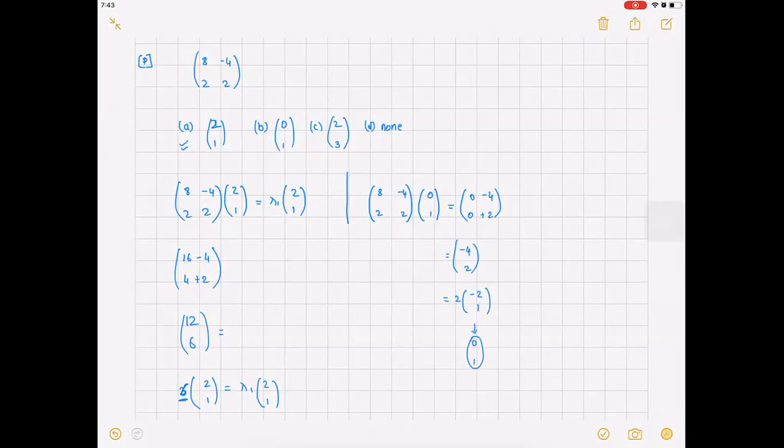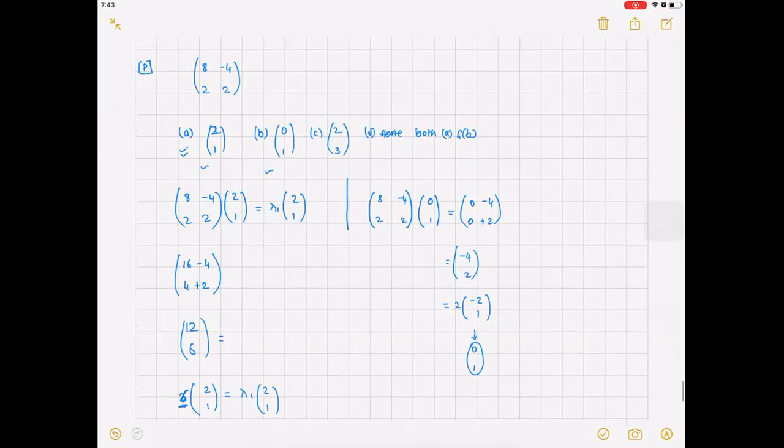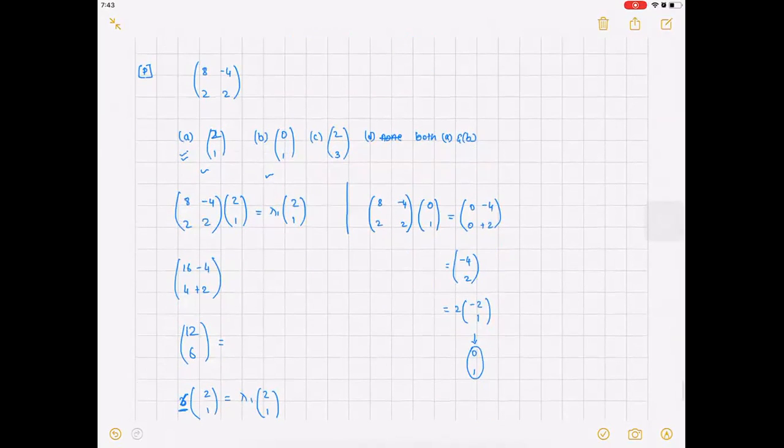So if choice A and choice B both work, then both are the answers, and for choice D or choice C they would have given both A and B like that. So this is how you can easily identify whether a given vector is an eigenvector of the given matrix or not. You just have to multiply it.